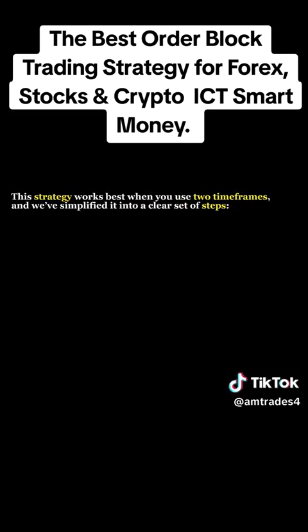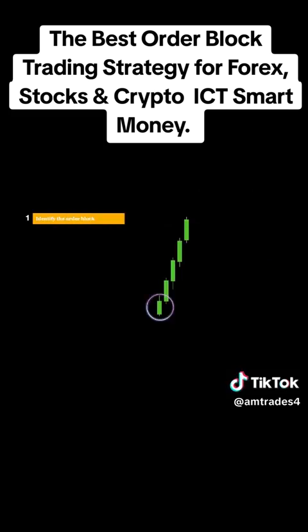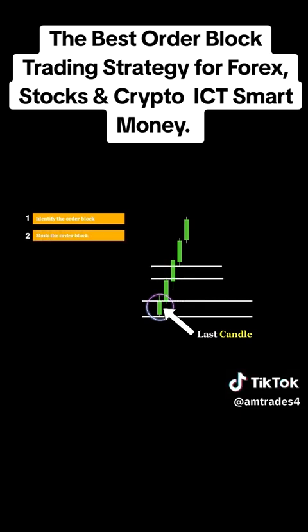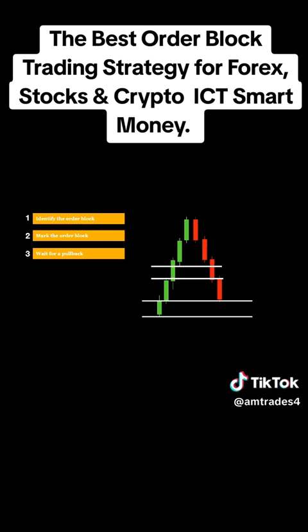This strategy works best when you use two timeframes, and we've simplified it into a clear set of steps. Identify the order block. Spot the candle before the imbalance that created a strong move. Mark the order block. Draw the entire zone on your chart so it's easy to track. Wait for a pullback, be patient, and let price return to the zone instead of chasing the move.